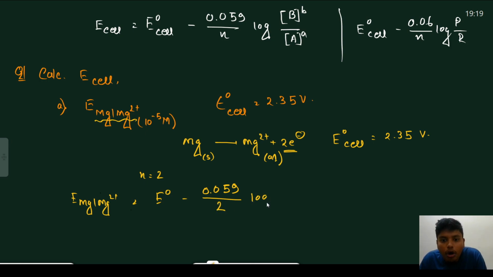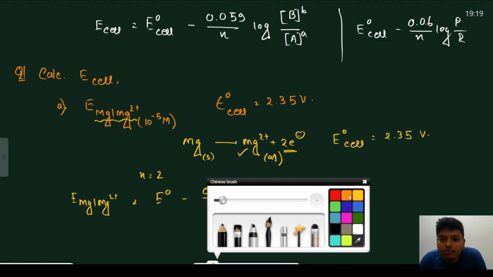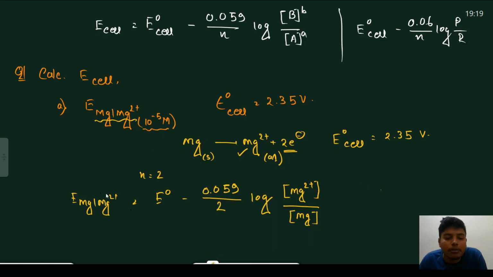Now log of product. What is the product? This is the product. The reaction is balanced, no issue. So the product concentration, Mg2+ concentration divided by the concentration of Mg. Now you will say, sir, Mg2+ concentration is given, 10 power minus 5. Why is Mg concentration not given?